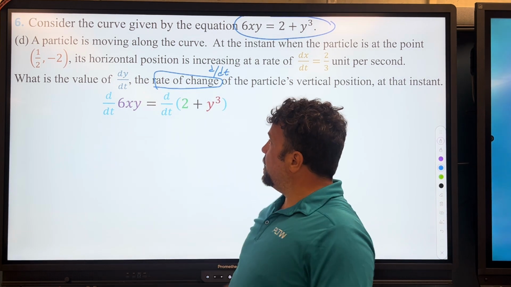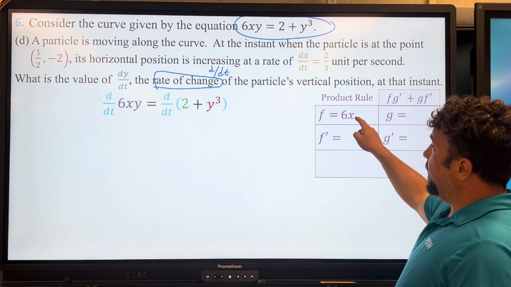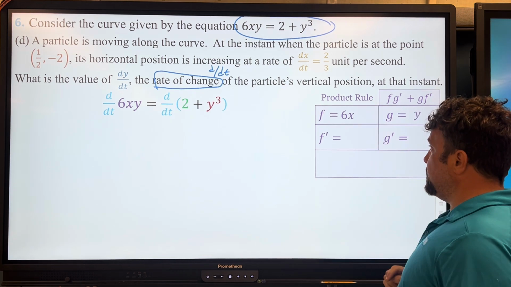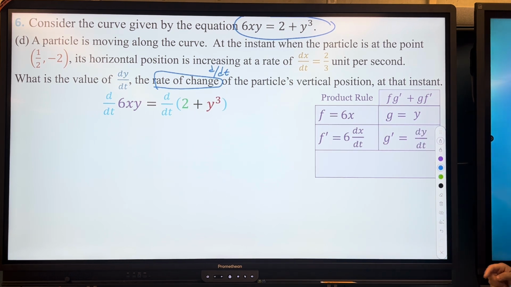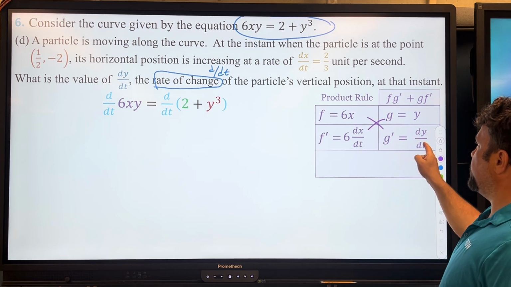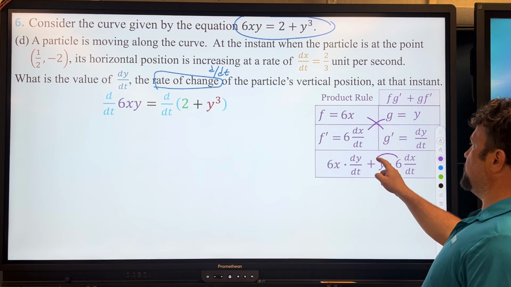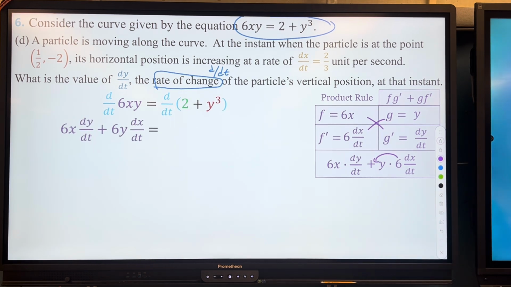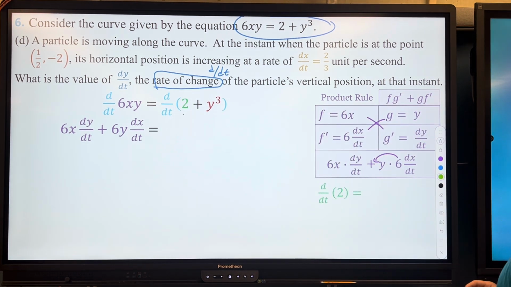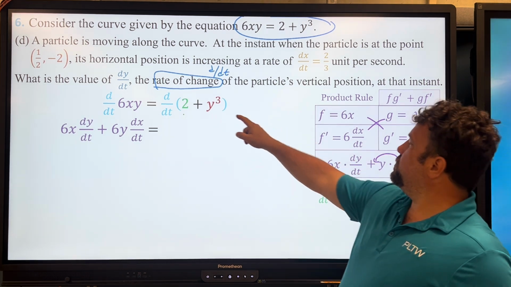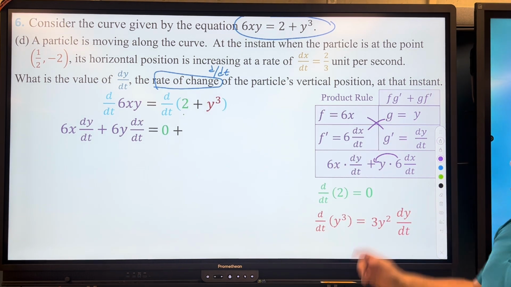First thing, we're going to need the product rule here. So the product rule: the derivative of 6x in terms of t, x and t are different variables, so it's going to be 6 dx/dt. Derivative of y in terms of t, 1 dy/dt. And then a little cross multiplication, 6x dy/dt plus 6y times dx/dt. So I can just put the 6 in front of the y, and we get 6x dy/dt plus 6y dx/dt. The derivative of 2 is 0. The derivative of y cubed is 3y squared dy/dt.